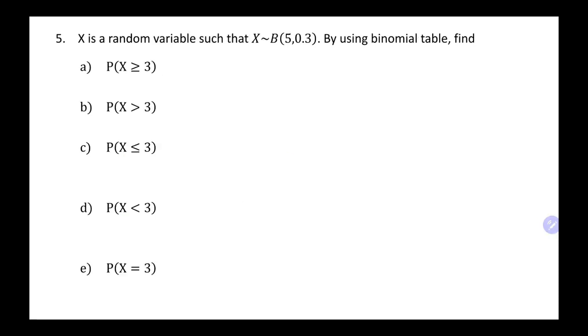We continue example number 5. X is a random variable such that x is randomly distributed with n equals to 5 and p equals to 0.3. By using the binomial table, find A, x greater than or equals to 3. Greater than or equal means kita boleh terus baca table. Okay, now we check our table with n equals to 5 and p equals to 0.3.